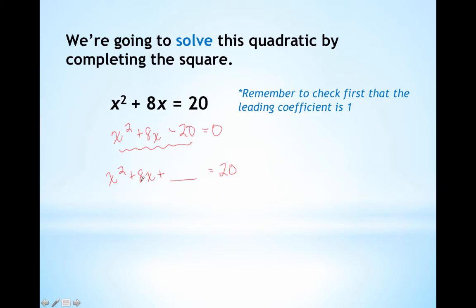So half of 8, or 4, squared is 16. So I'm going to add 16 on this side. But if I add 16 on this side of the equal sign without doing anything on the right-hand side, I'm out of balance. So I have to add the same 16 to this side. So now I have x squared plus 8x plus 16 equals 36.